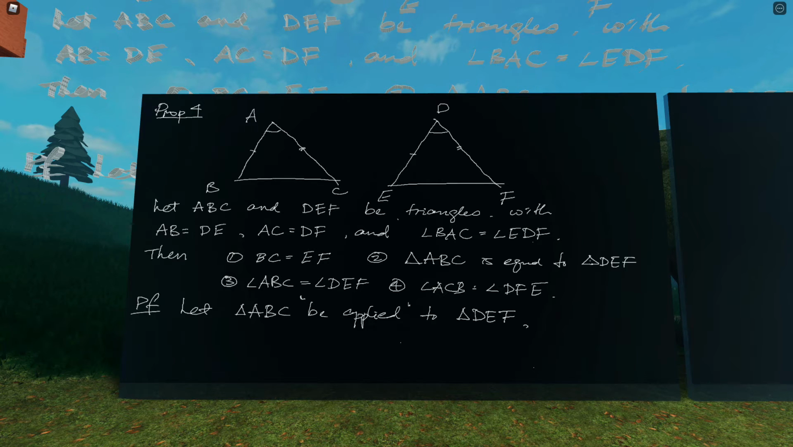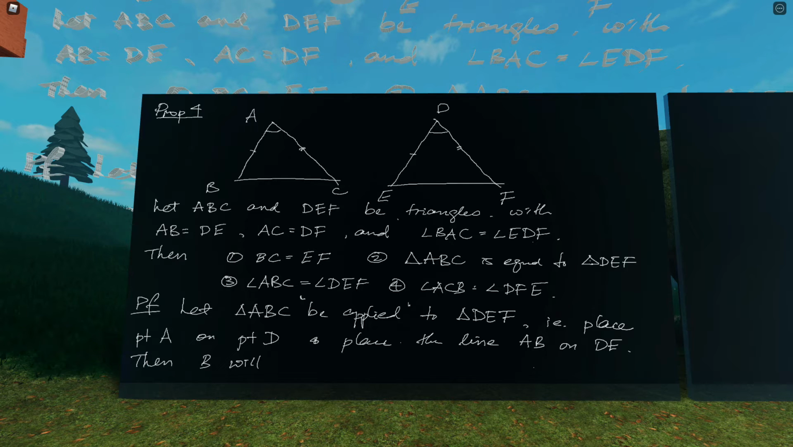So what this means is that we place the point A on point D, and place the line AB on DE. Okay, so if we can do this, right, then B will coincide with E.